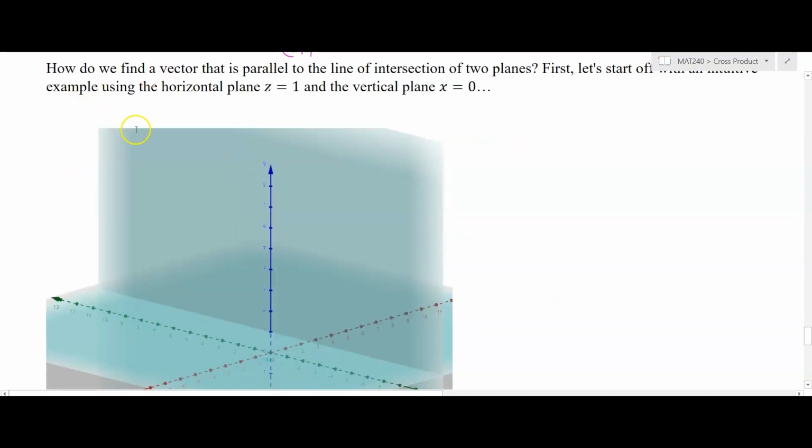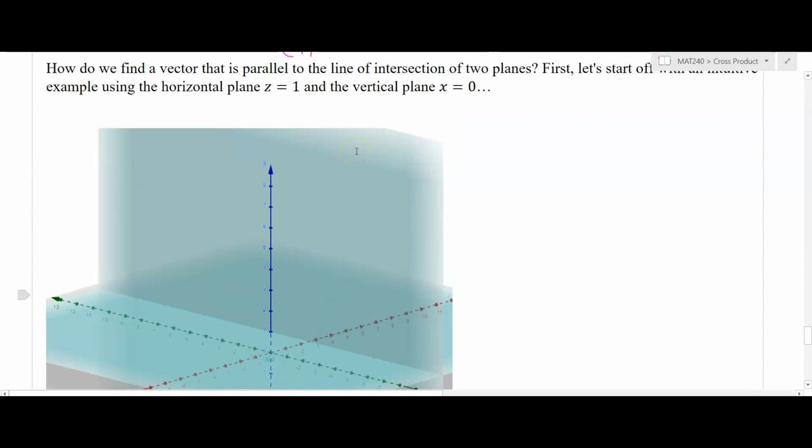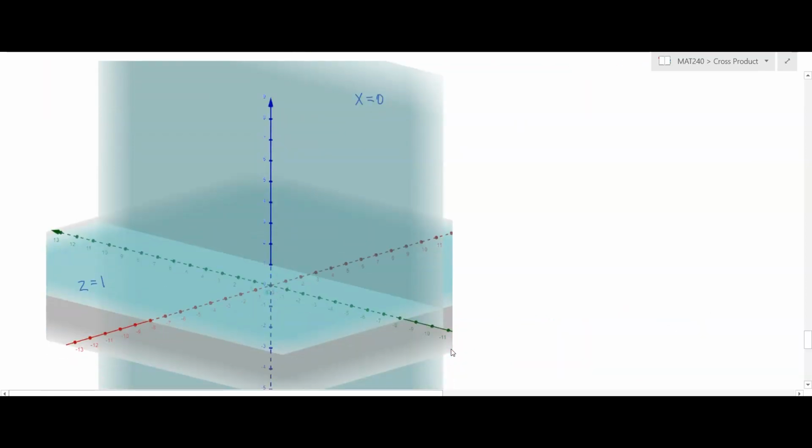Another neat little application of working with cross products is, suppose we have 2 planes, and here we have, in particular, z equals 1 and x equals 0. So this plane here is x equals 0. This plane down here is z equals 1. So z equals 1 is just a horizontal plane that rests 1 unit above the xy plane, and x equals 0 is a vertical plane that runs entirely across the y-axis at x equals 0.